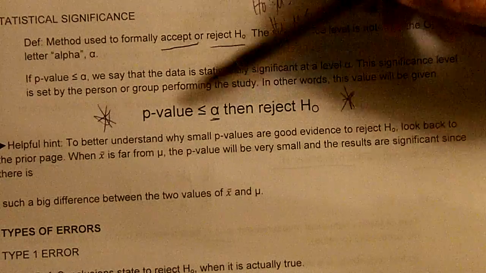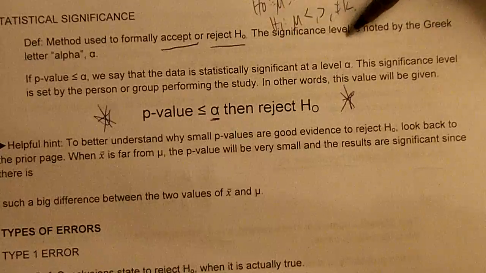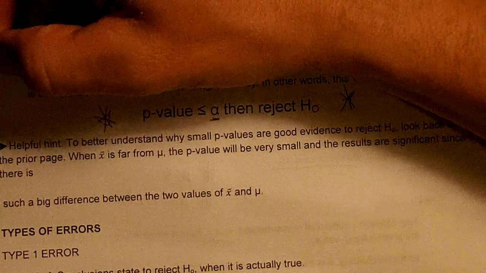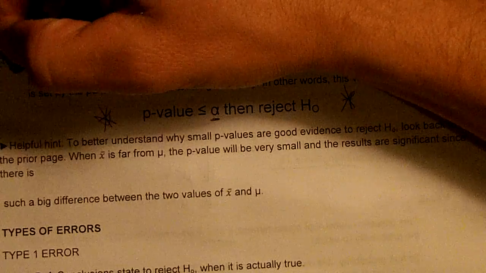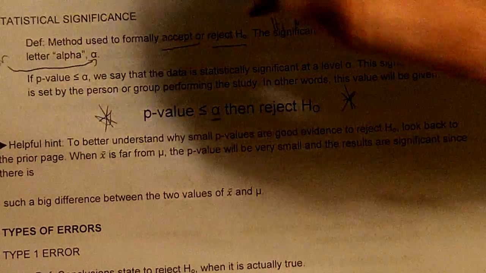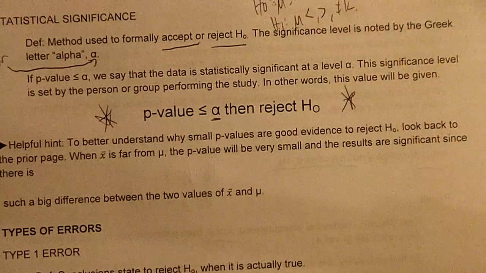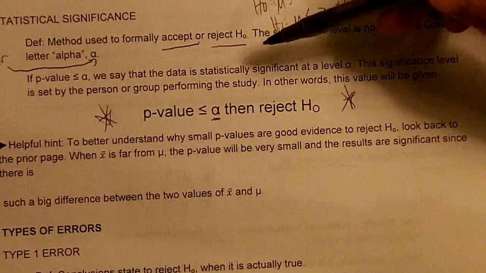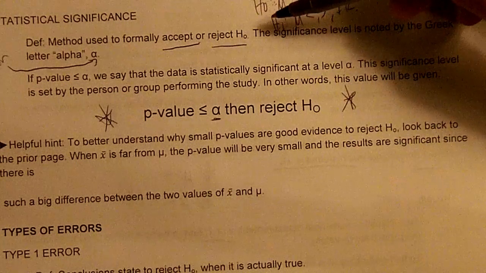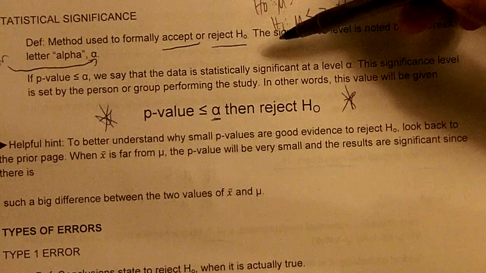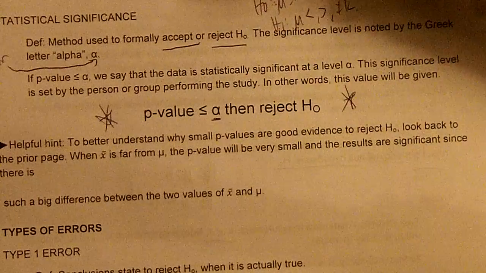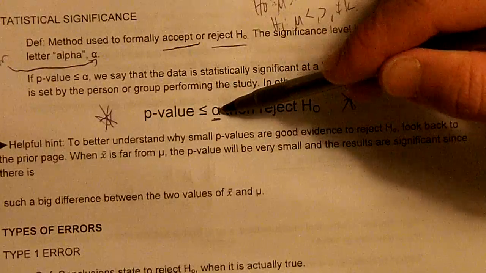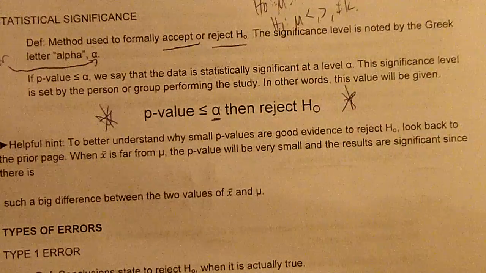So, going through, the significance level is noted by the Greek letter alpha. Okay, and this is always given in the problem. Okay, so really to run through this, you list your null and alternate, which is what we started today's lesson with. Then once you have your null and alternate hypothesis, you would then find your p-value using your calculator. Once you have your p-value, you would compare it to your alpha level, which is given in the problem.